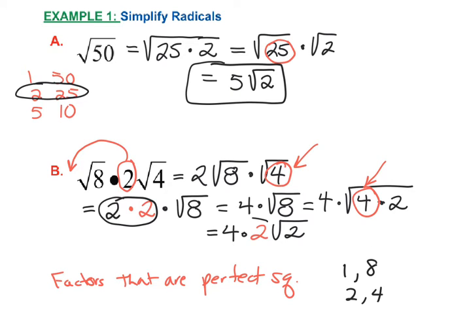Then again, on the outside, we can combine things. We can multiply things on the outside of the radical together, and our final answer would be 8 square root of 2.